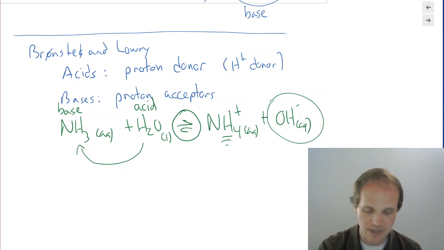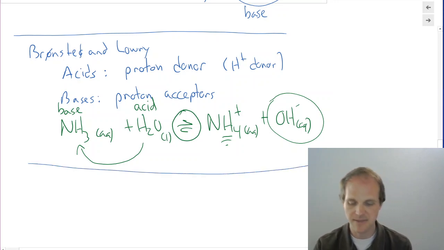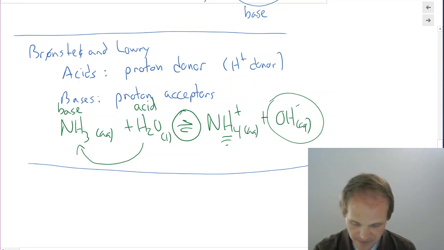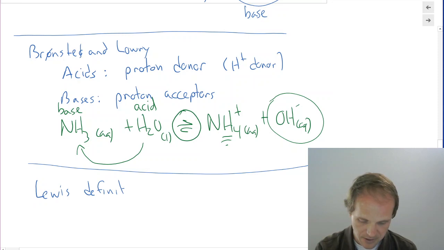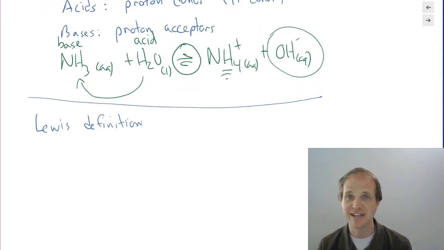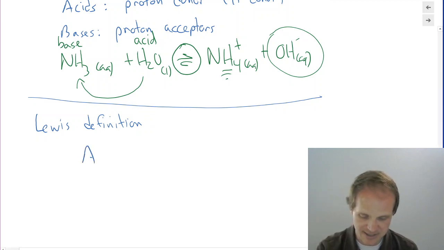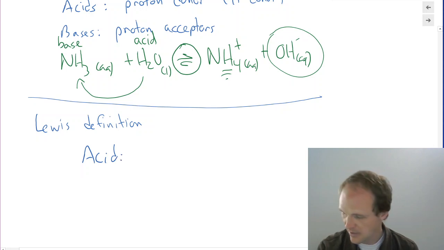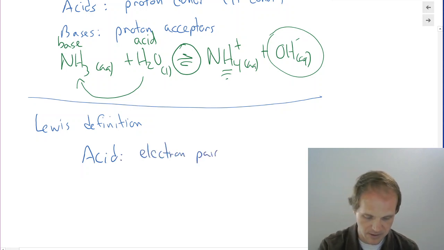But it turns out that some people said, oh, hey, that's not good enough. Let's try to make this definition even more flexible. And you get what's called the Lewis definition. And you may remember Lewis from Lewis structures, right? All those electrons. So guess what Lewis does in his definition? He talks about electrons. And he says this: an acid is an electron pair acceptor, and a base is an electron pair donor.